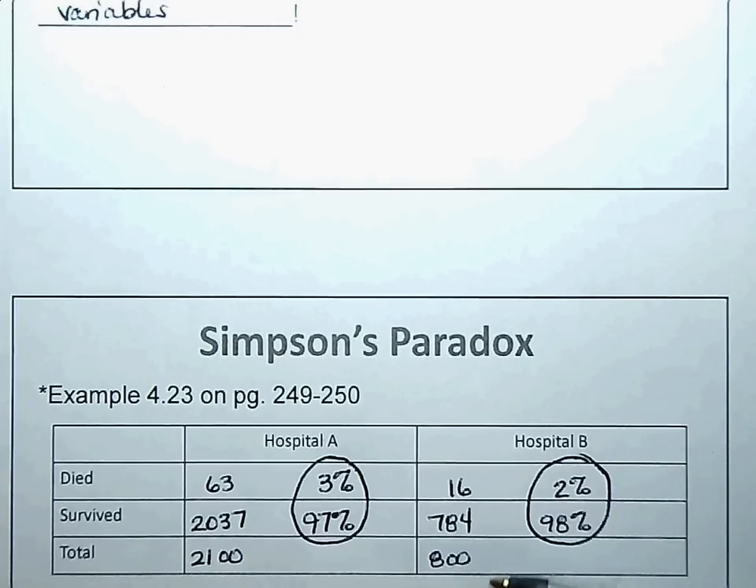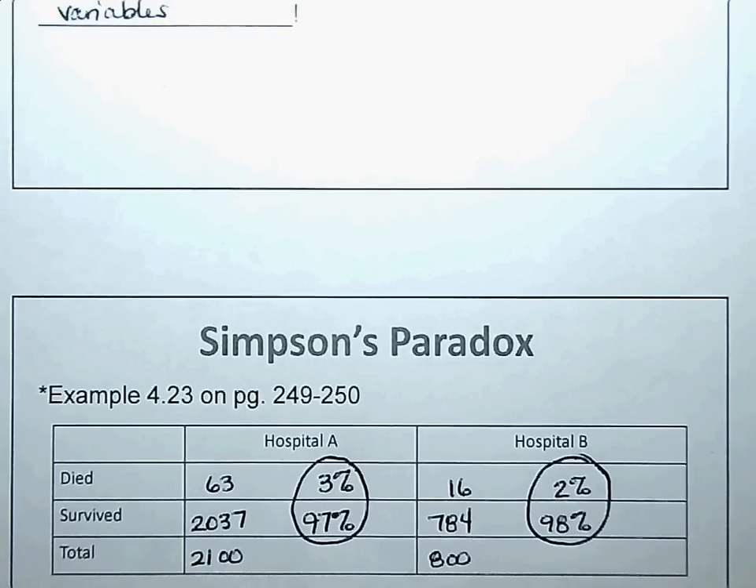Now there's a couple things you notice. One is Hospital B had fewer patients than Hospital A. Maybe it was a local community hospital as opposed to a larger hospital. But more important to you, you notice that the survival rate at Hospital B was higher than in Hospital A.